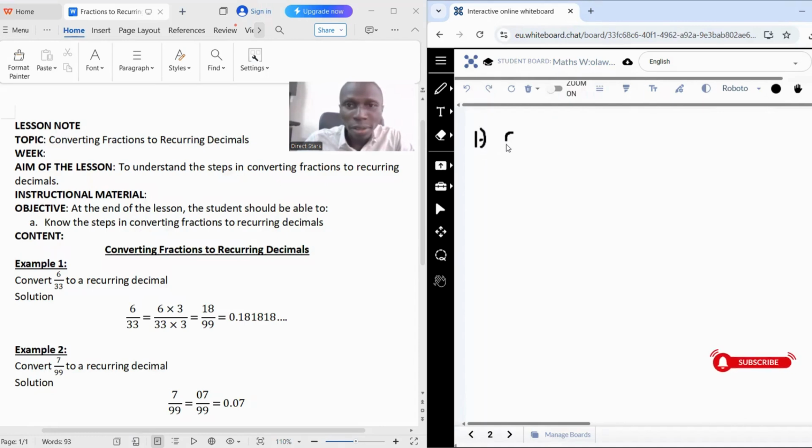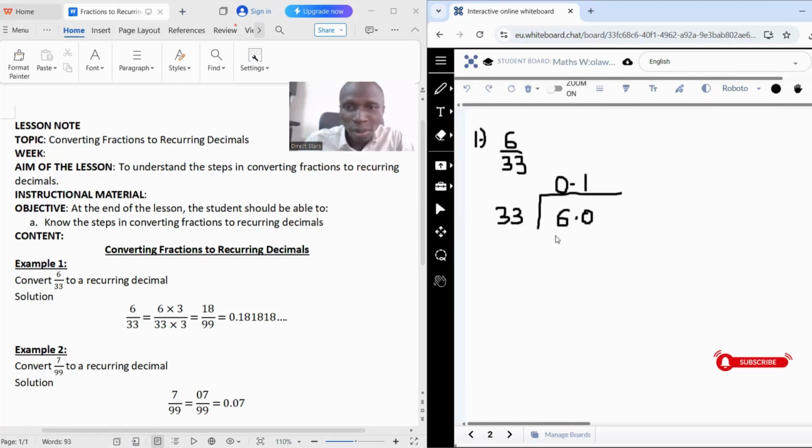converting 6/33 to our recurring decimal. Now, we're going to look at this in two methods. The first method, we are going to use the long division method. We have 33 and we have 6. All right, so we can have a point here, 0 point. We have here to be 60 as well.